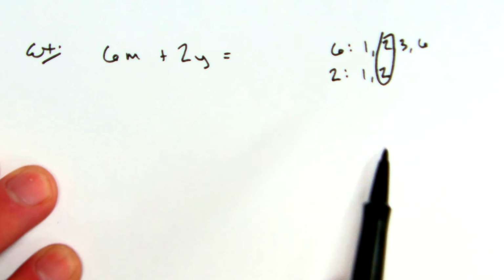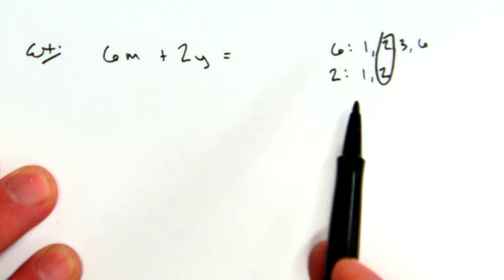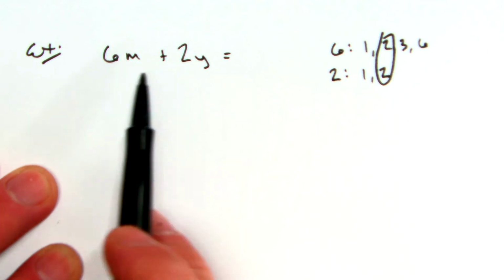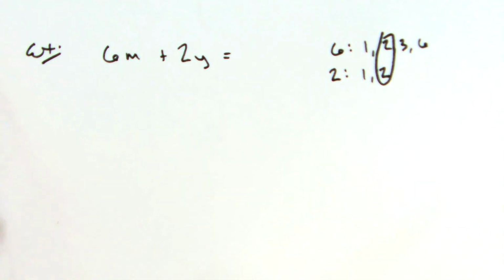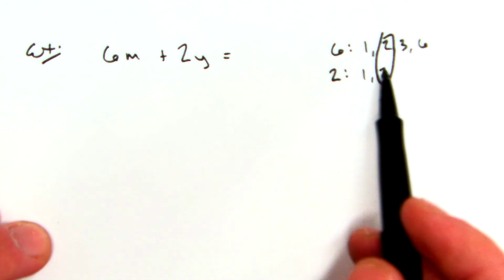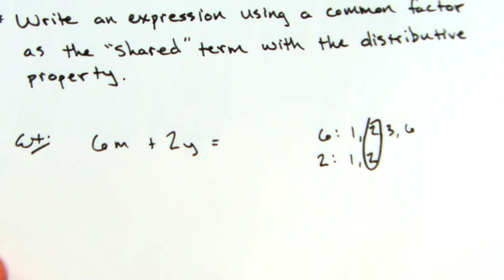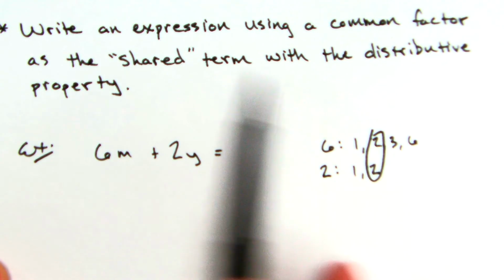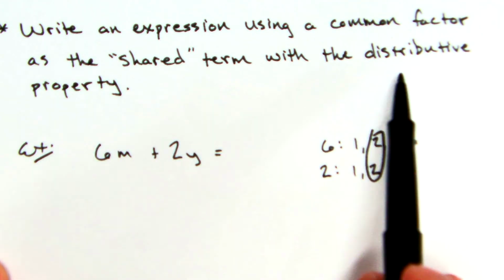Now, we could use the 1, but if we break this out using the distributive property with a common factor of 1, it's going to look the exact same. So it won't be equivalent, it will be identical. So let's go ahead and take this common factor, and we're going to write an expression using this common factor of 2 as the shared term with the distributive property.